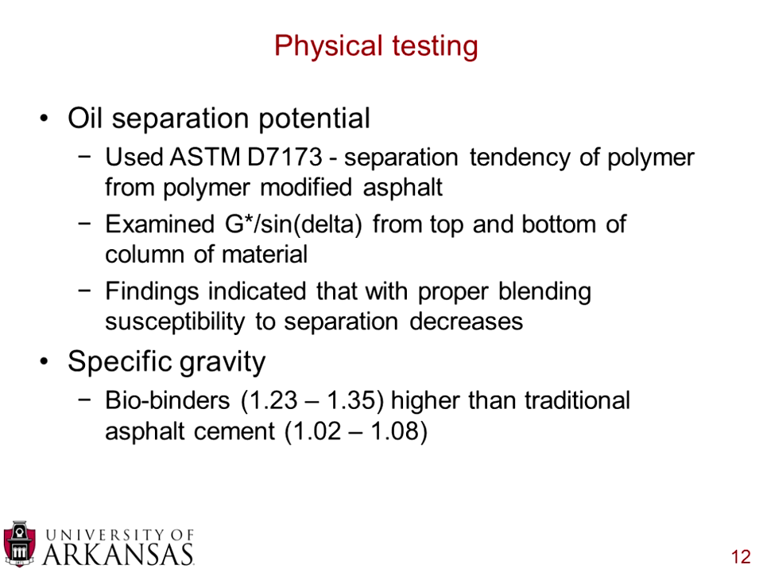And the way they did this is that they stored a column of material for a time period, and then they extracted a sample from the top of the column, a sample from the bottom of the column, and they looked at the G-star sine delta. And they just wanted to make sure that you're getting similar G-star sine delta out of the top and the bottom of that column. And they found that with proper blending, susceptibility to separation decreases. So blending these biobinders, whether they are 100% biobinders or whether they're blended with another asphalt cement, how you blend that material together is critical.